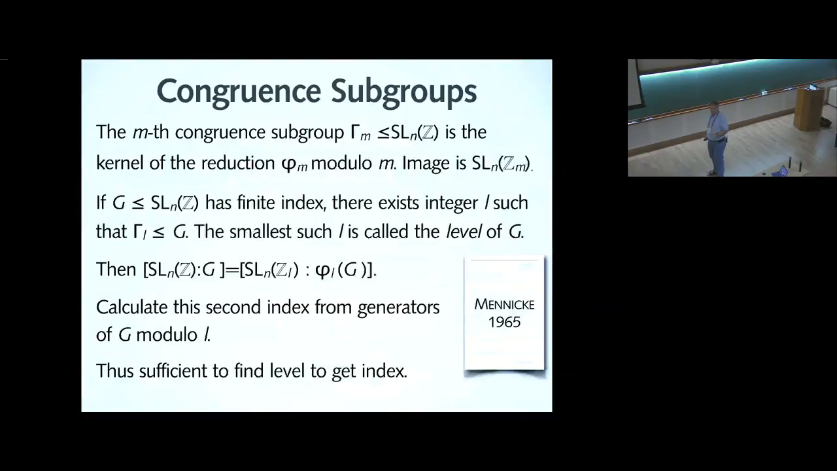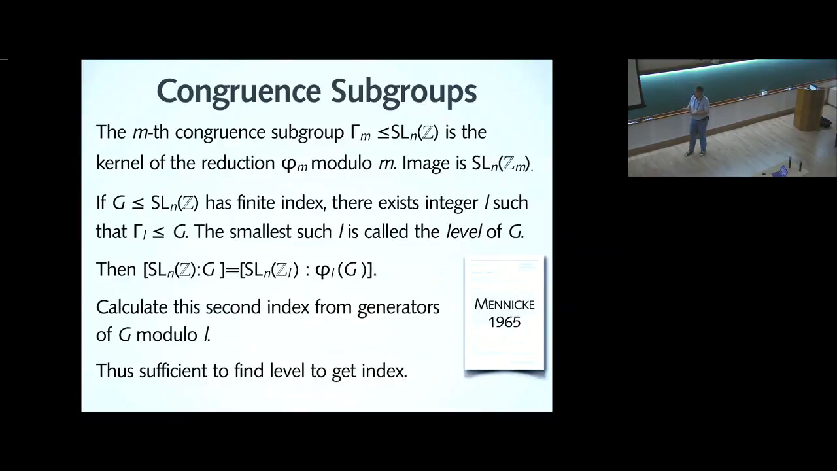Initially, when I saw it first, I thought, isn't this obvious? No, it's not obvious. There is something to be proven, because we want not just the kernel of finite integers, but this particular kernel. And the smallest L for which the congruence subgroup is contained in the group, we will call that the level of the subgroup.